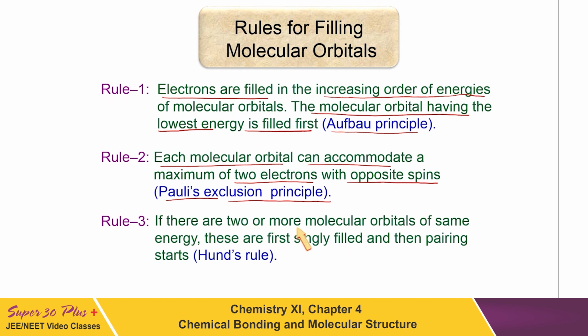Now if there are more molecular orbitals of the same energy, these are first singly filled and then pairing starts, as per the Hund rule. As per the Hund rule, if 2 molecular orbitals have the same energy, then both of them will receive 1 electron first of the same spin. Only then will pairing take place. If you fill 2 electrons like this, it is wrong. This one is right. And if you fill 2 electrons in the same molecular orbital like this one, this is also wrong, right? According to the Hund's rule.